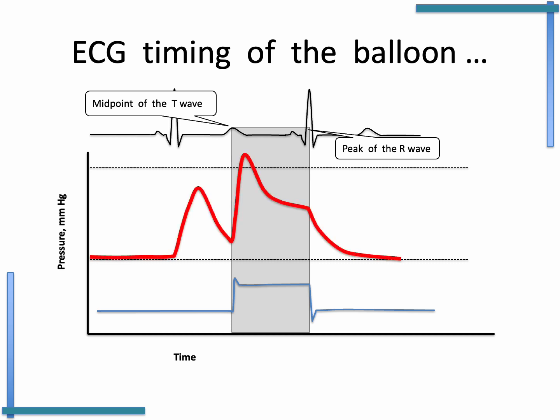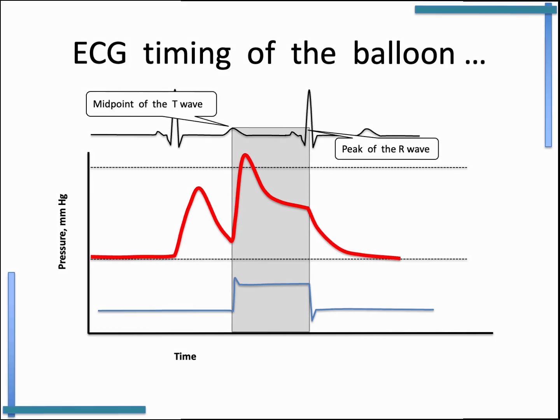And so we then get the balloon pump inflating at the dicrotic notch, which coincides with the midpoint of the T wave. We get that increase in pressure, and we get the aortic recoil taking us to the aortic plateau, and then we get the pressure dropping down.